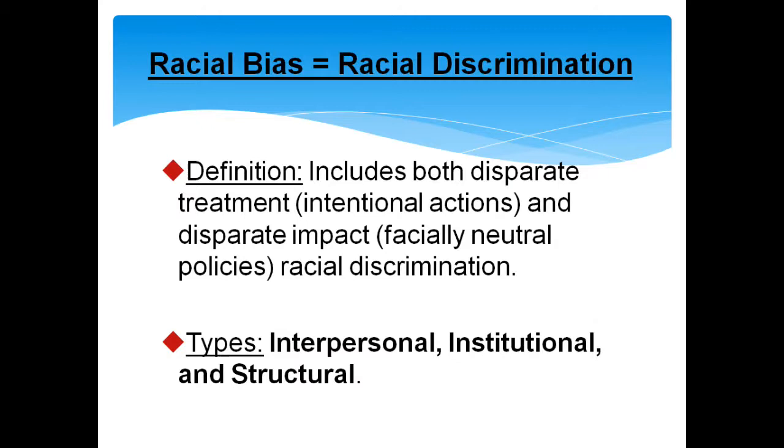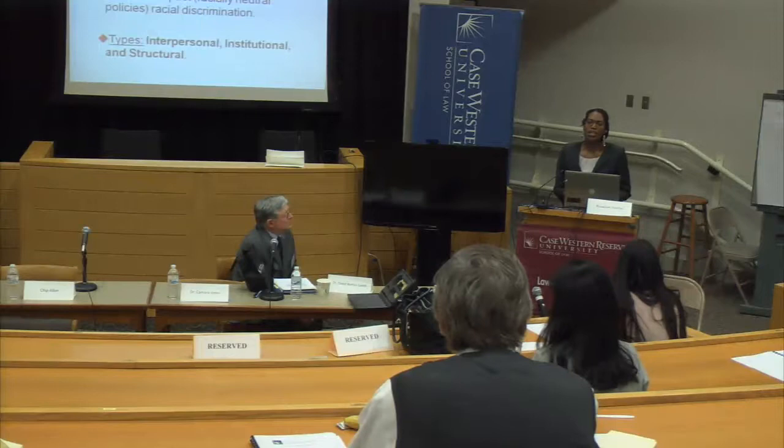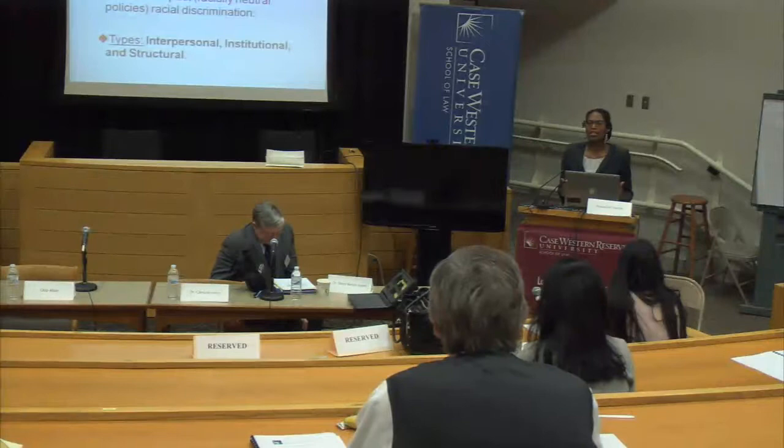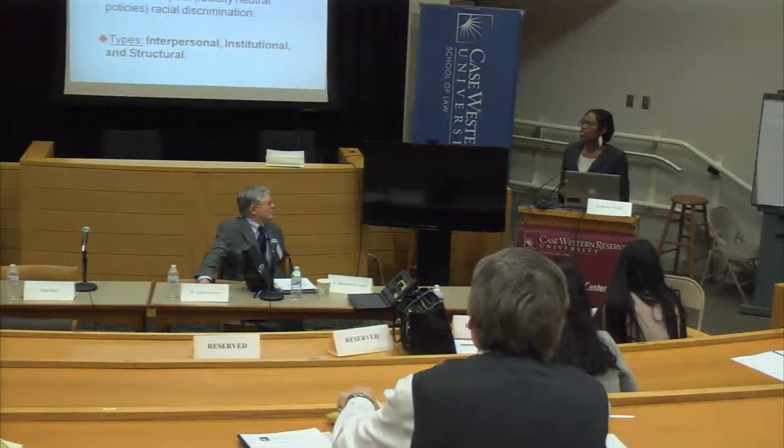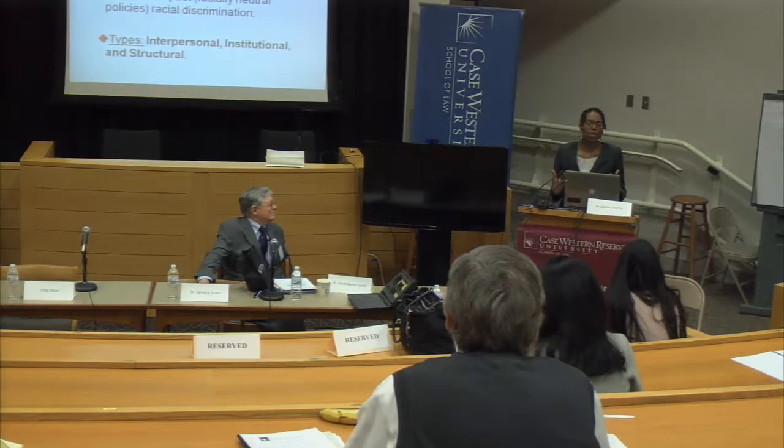Now, often people say racial discrimination. In the legal academy and in courts, we use the term racial bias. They are the same. But what does that include? It includes both disparate treatment, which are intentional actions, right? The signs of white, colored only, and disparate impact discrimination. And usually that's more in terms of we have neutral policies that just affect people differently.